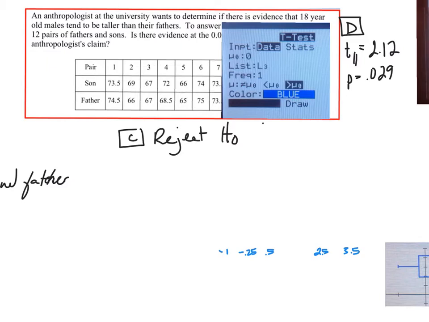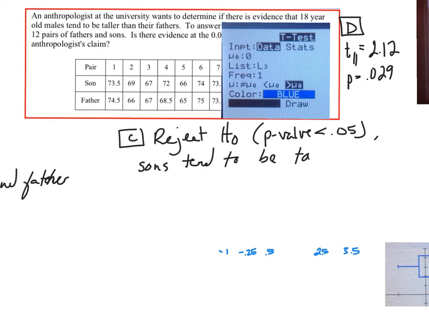Again, say why. It's because your p-value is less than 0.05. What does that mean in context? It means that sons tend to be taller than their fathers.